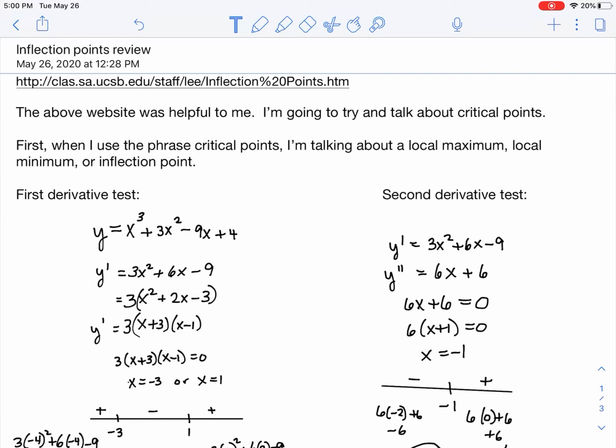All right, calculus friends, I'm going to talk about critical points again. And the website at the top of the page, I thought it was very helpful, so I put it on there just in case you wanted to try another way to go.